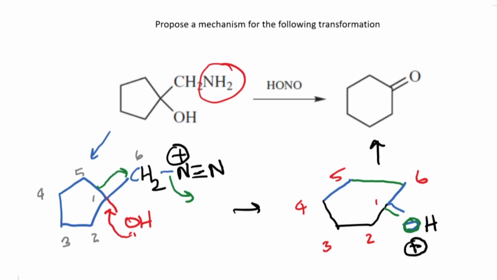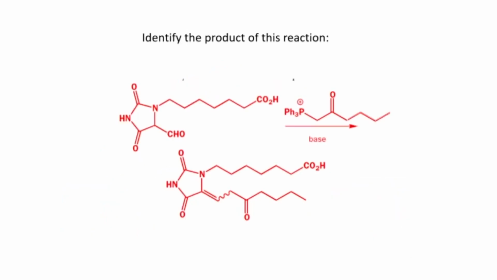So the final product here is cyclohexanone. To the next problem, identify the product. So here this is a Wittig reaction. This aldehyde is going to react with this triphenyl phosphonium ion in the presence of this base. So there's a carbanion that is produced, and the carbanion attacks the aldehyde and eventually generates an olefin. This is a mechanism that all of you must be quite familiar with by now.